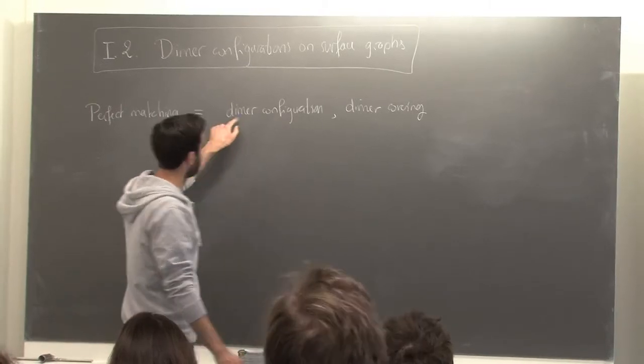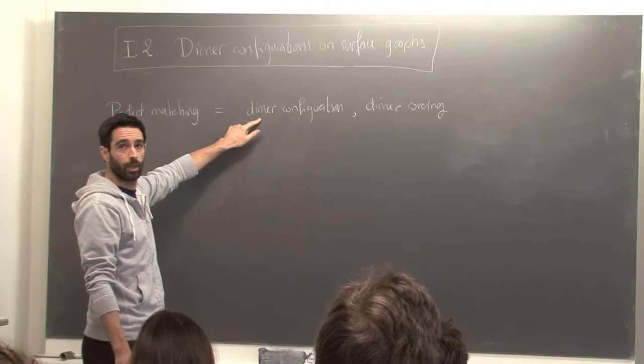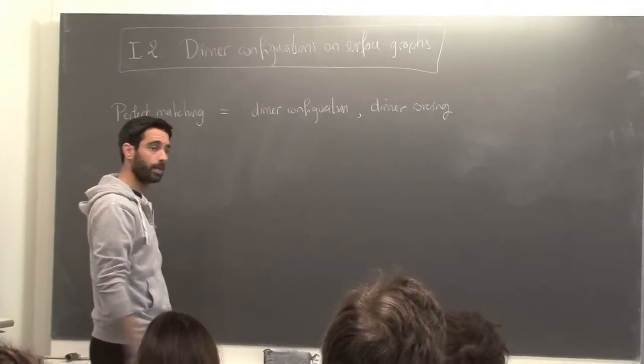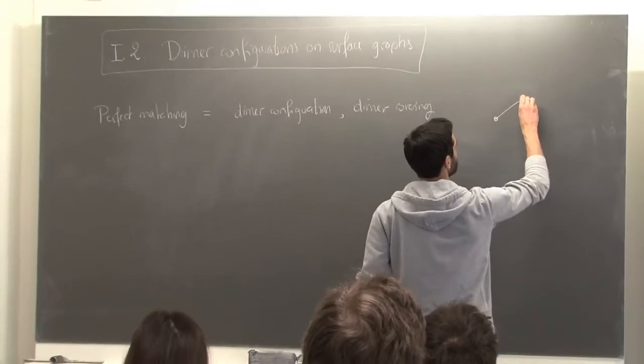And you should understand the word Dimer like polymer, monomer. You know, a polymer is a molecule with many atoms. A Dimer is something which would look like this.